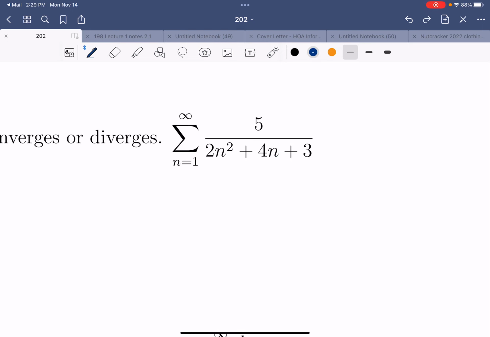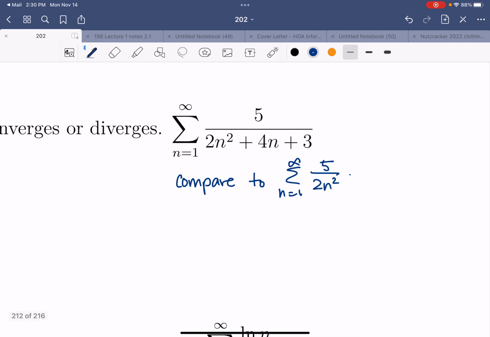Okay, so we're going to compare to the sum n equals 1 to infinity of 5 over 2n squared, because we actually know what happens with this one, right? So if I pull the 5 and the 2 out front, this is 5 over 2 times the sum n equals 1 to infinity of 1 over n squared.